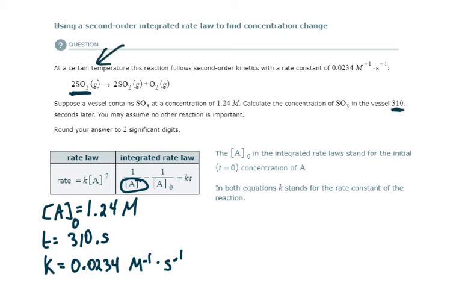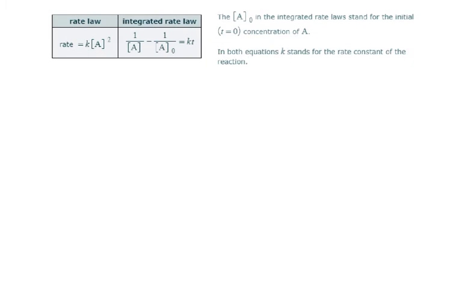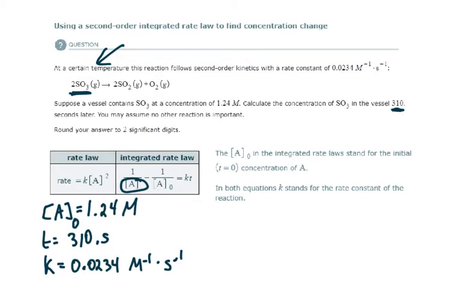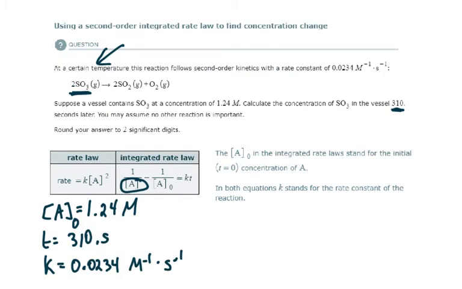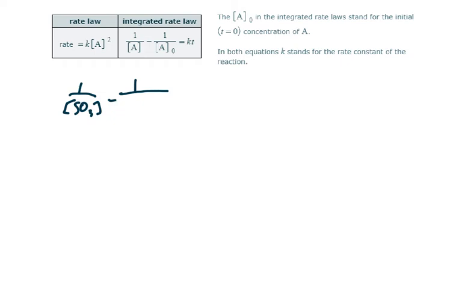Okay, so we're just going to plug it into the integrated rate law. And I'm going to do this one quickly this time. So this is going to be 1 over, and our reactant is sulfur trioxide, so SO3, minus the initial concentration, which is given as 1.24 molar. Okay, we're not going to square this. We're not using the rate law, we're using the integrated rate law.